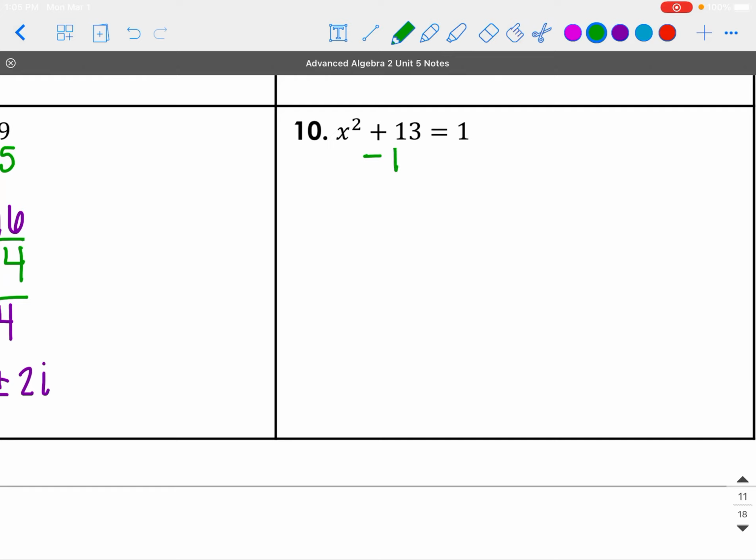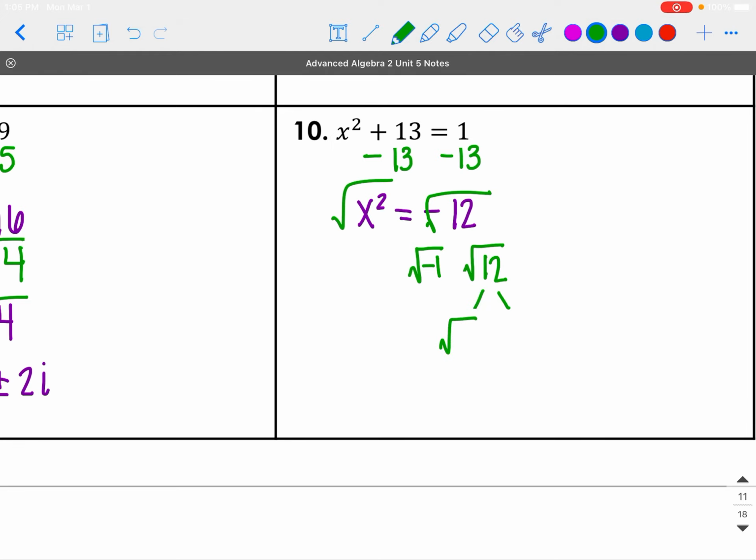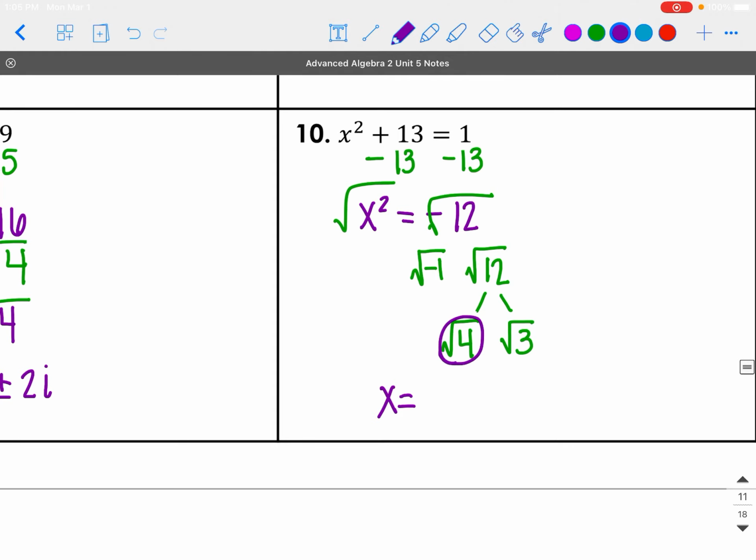And number 10, subtract 13 from both sides. We get x squared equals negative 12. Take the square root. Unfortunately, 12 is not a perfect square. So we have to take out the negative 1. We're left with 12. That breaks down to 4 and 3. So x equals, the square root of 4 is plus or minus 2. Then we have i radical 3.